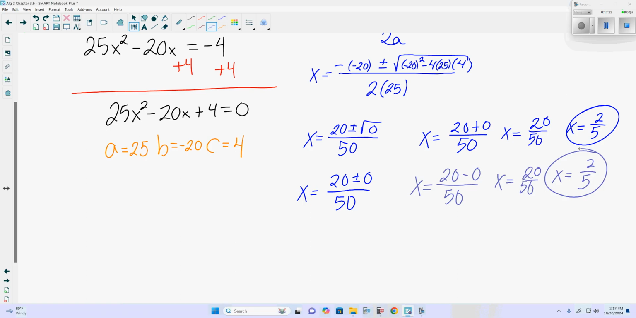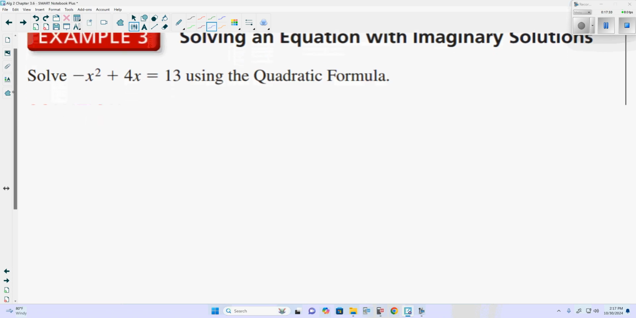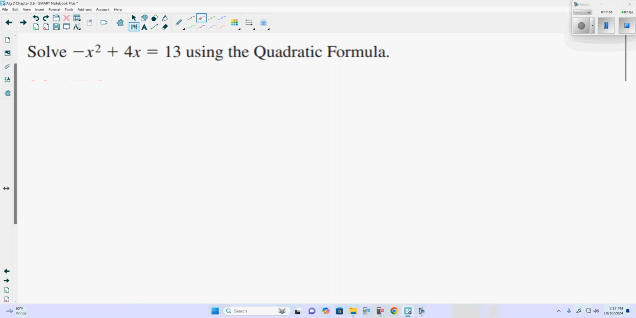Questions on this here? We ready for the last one that we're going to use the quadratic formula on today in class? Because we're going to do one more of these. Negative x squared plus 4x equals 13. We want to solve it using the quadratic formula. So we need to get this thing equal to 0. So how can we do that? Minus 13 from both sides. That tells us that negative x squared plus 4x minus 13 is equal to 0, yes?